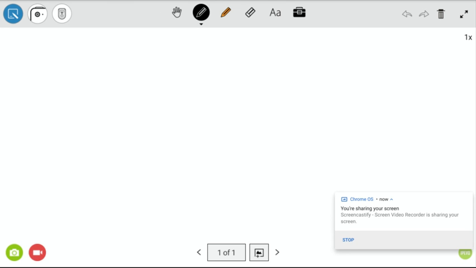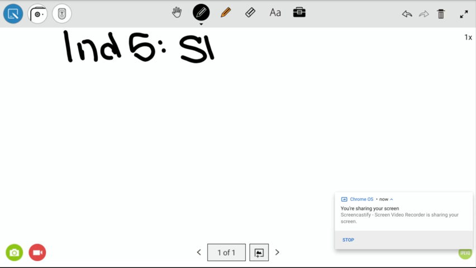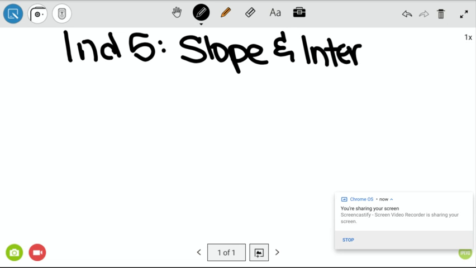For indicator 5, this is where we begin the graphing portion of Algebra 1. Today is the very first day. The first thing we're going to talk about is slope, and then the second thing we're going to talk about on the graph is intercepts. We're going to do a little bit of both, and we're actually going to start with slope.